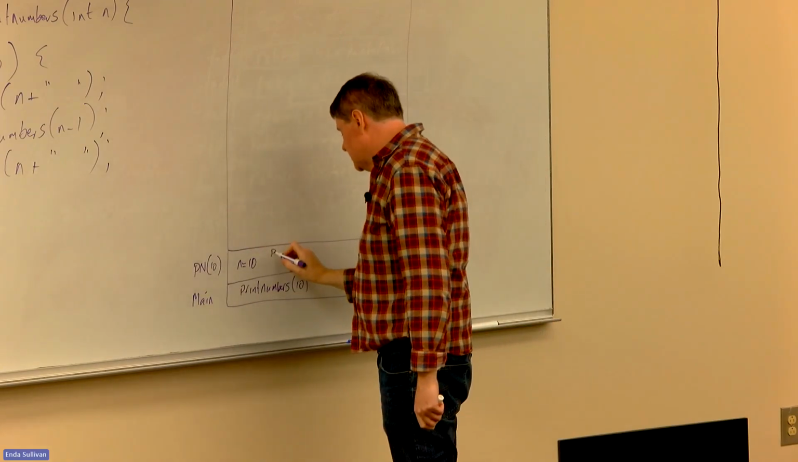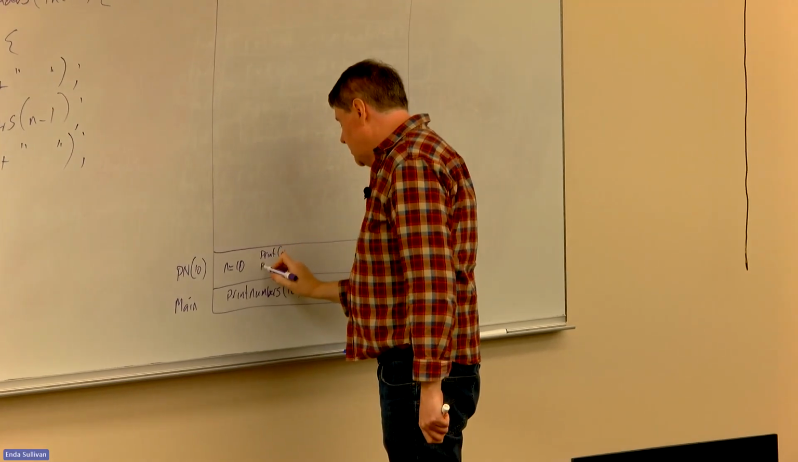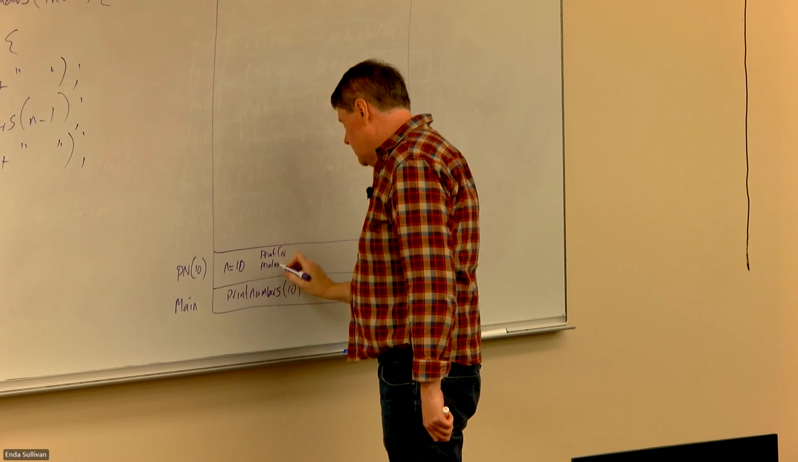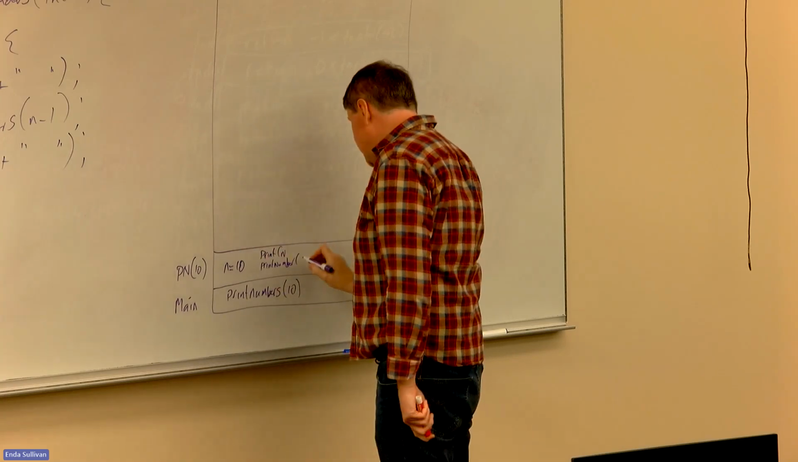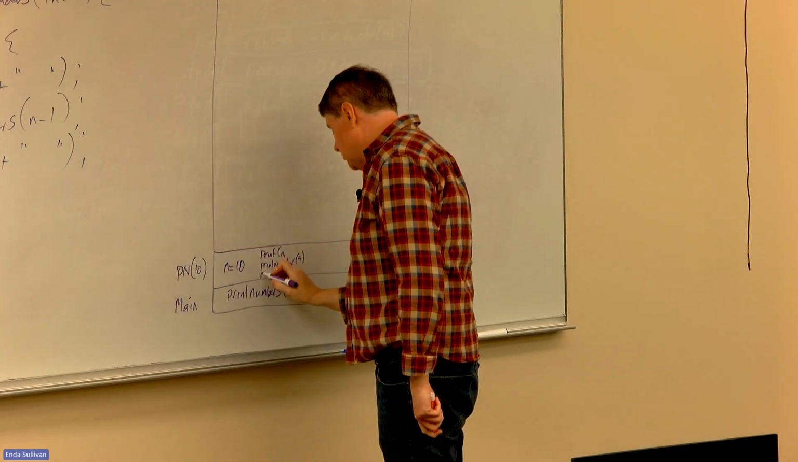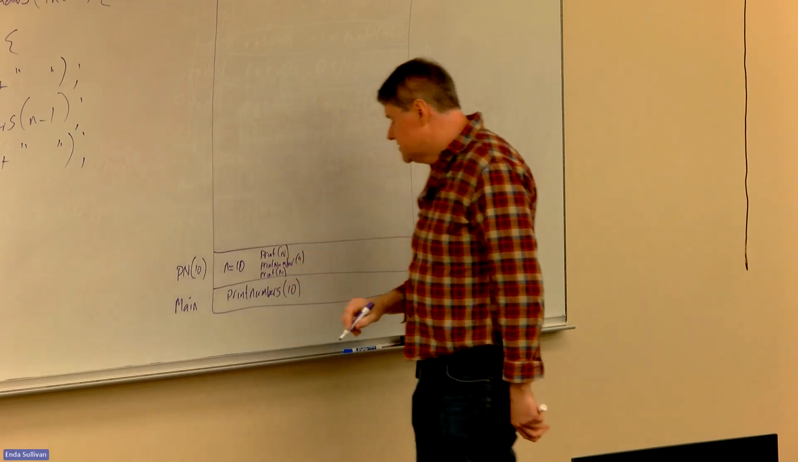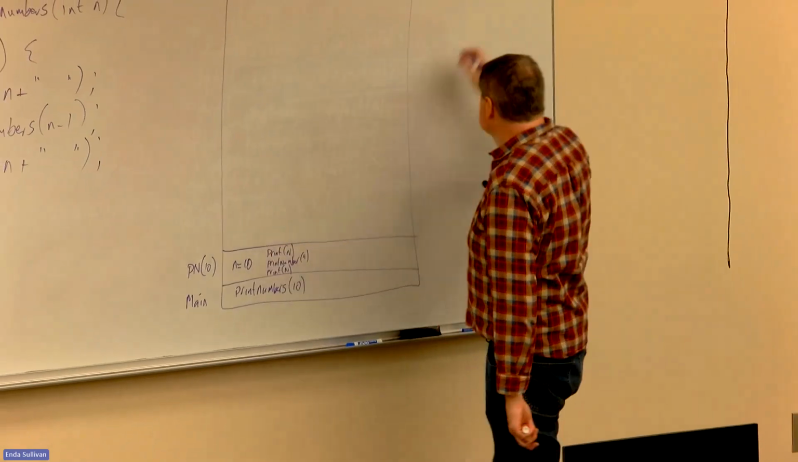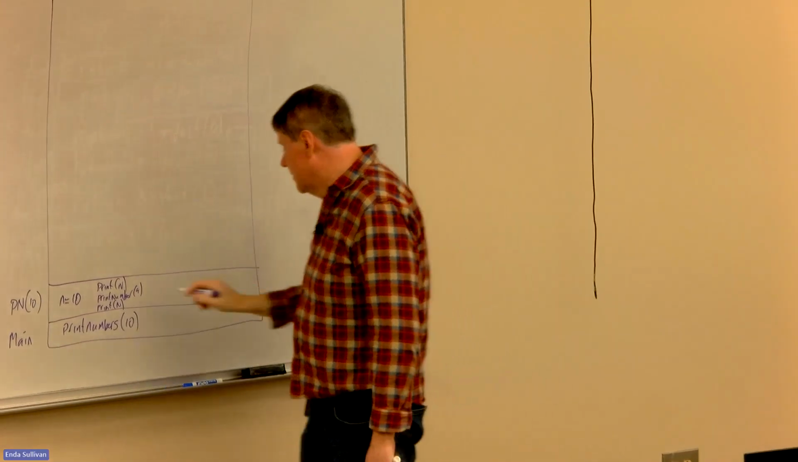I'm going to do a print of n. I'm going to do a print numbers of n minus 1, which is going to be 9. And then I'm going to do a print of n again. All right, so let's do our print of n. Well, that's going to print out the number 10. All right, no problem. Done.